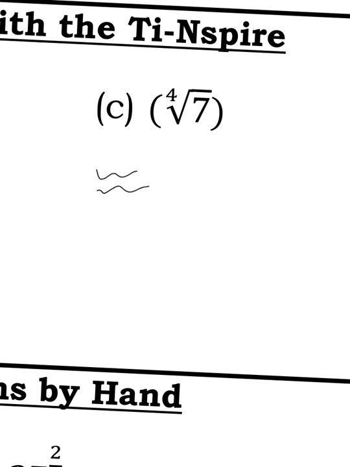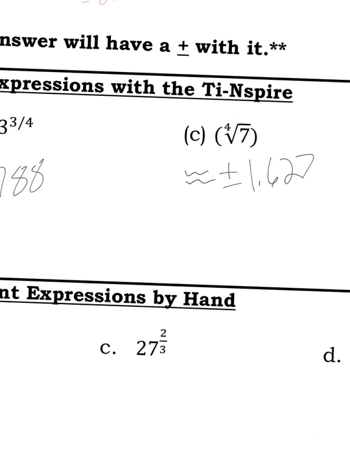And letter C, typing that in, it's 7 to the 1/4 power. So again, I'm going to have a plus or minus for my answer. Let's see what I get here. Let me type it in my calculator. I get approximately 1.627. I'm just rounding everything to 3 decimal places. But yeah, that's all there is to it.